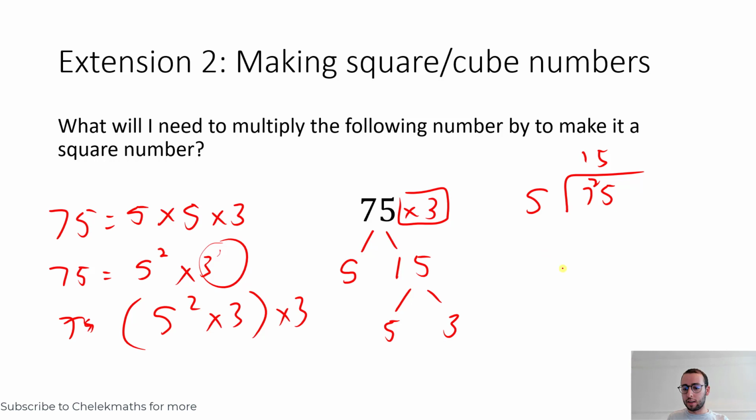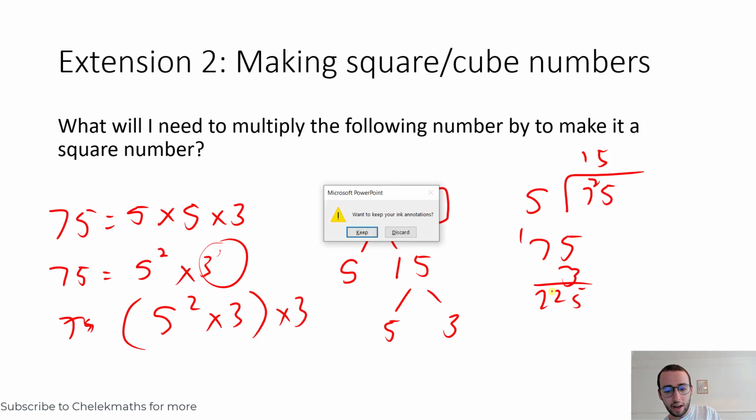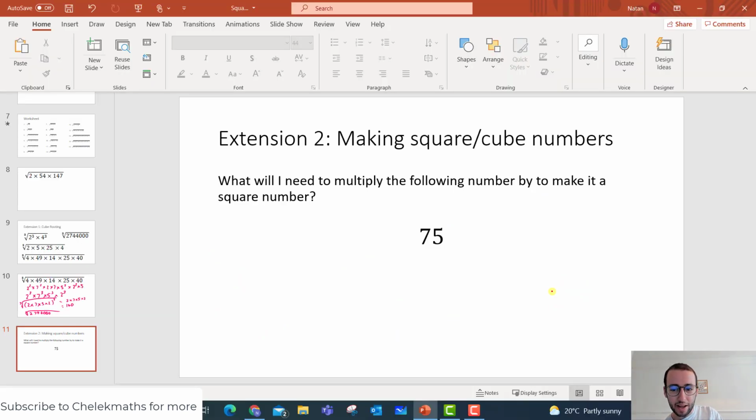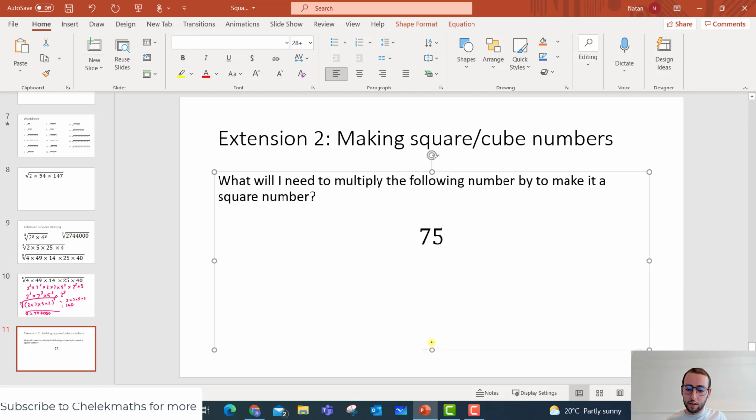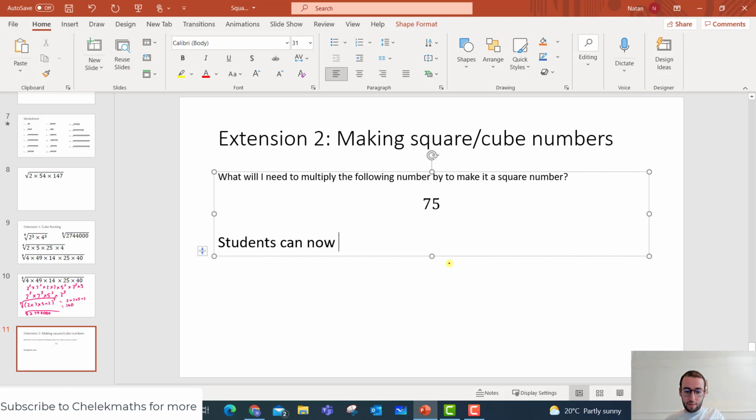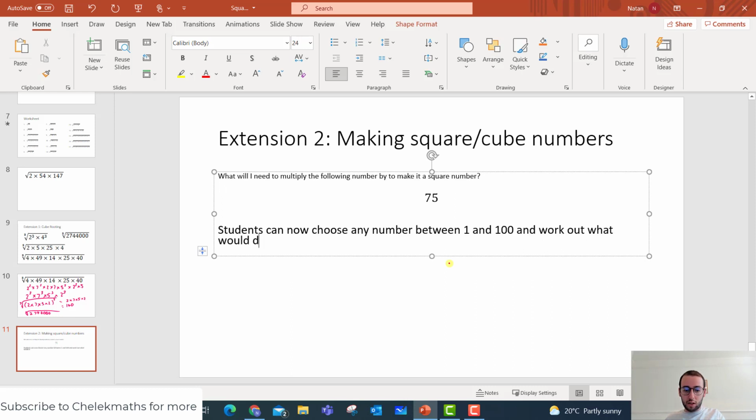And so that square number, 3 lots of 75, is 225. And then you could square root that and find that it's just 15. So that's another really nice type of question to make a square number. And students can now choose any number between 1 and 100 and work out what they would need to multiply it by to make it a square.